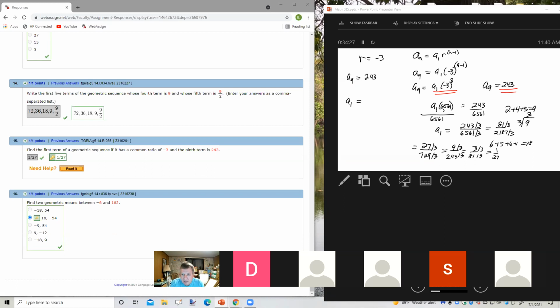Now, is there an easier way to do this? Yeah, probably. Tell you what, let's put 243 divided by 6561. Well, I get this horrible 0.037 repeating. How can I turn that into a fraction? And can I turn it into a fraction?